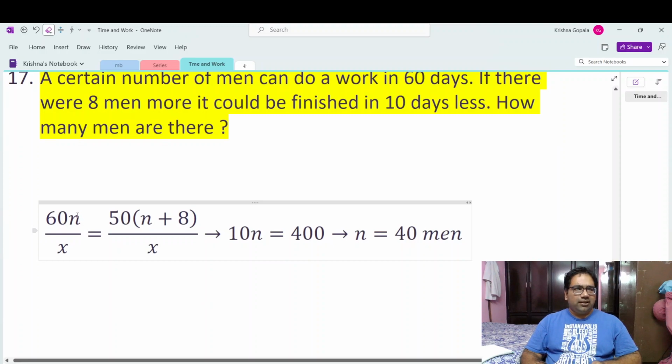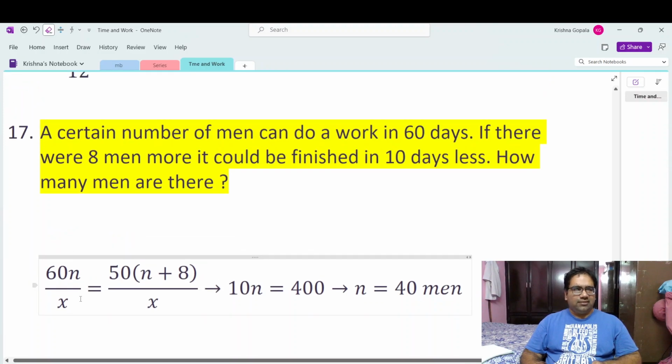Let's assume N people are there, and each one will take X days. So N into 1 by X is the daily contribution of these N people. They took 60 days to complete the work, so 60 into N by X is equal to 1. Similarly, N plus 8 people are doing it, and every person will do 1 by X worth of work. So N plus 8 into 1 by X into 50 days, it is taking 50 days, is equal to 1.